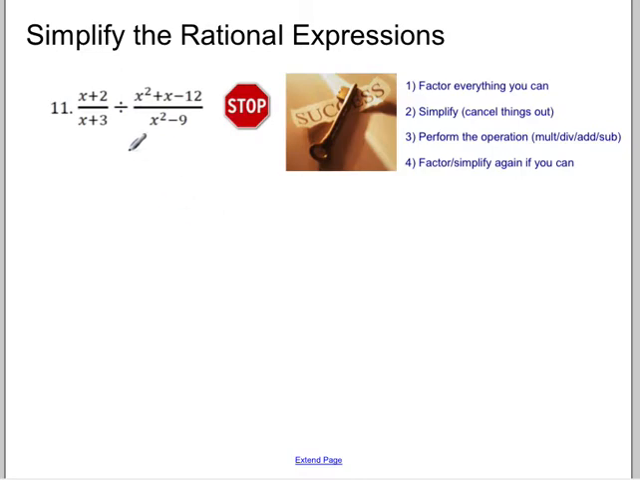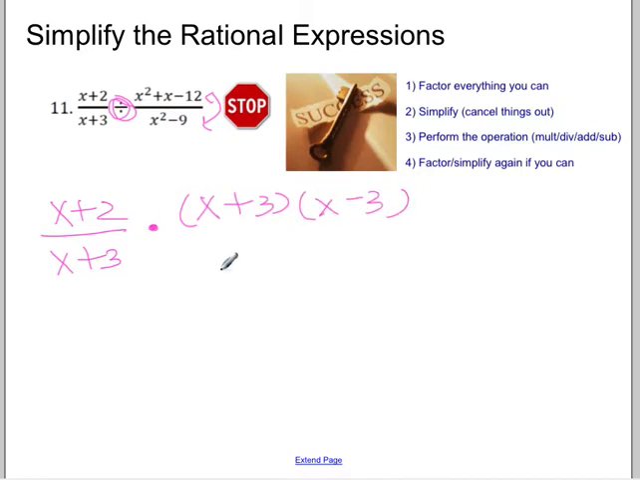Example 11, once again, careful, this one's division, so when it's division, I remember I need to multiply by the reciprocal. So I'm going to go ahead and rewrite and factor as I do. This first rational expression does not have any factoring in it, so I have x plus 2 over x plus 3 times, now remember I'm going to do the reciprocal, so I'm going to put the bottom on top, x squared minus 9, that is a difference of perfect squares because the square root of 9 is 3. So I would have x plus 3, and remember it's always the opposite, I have x minus 3.